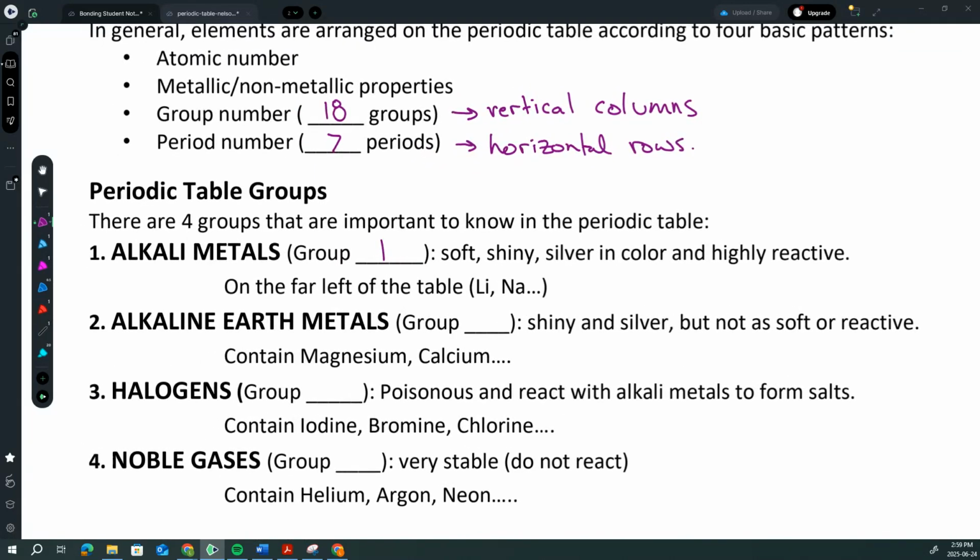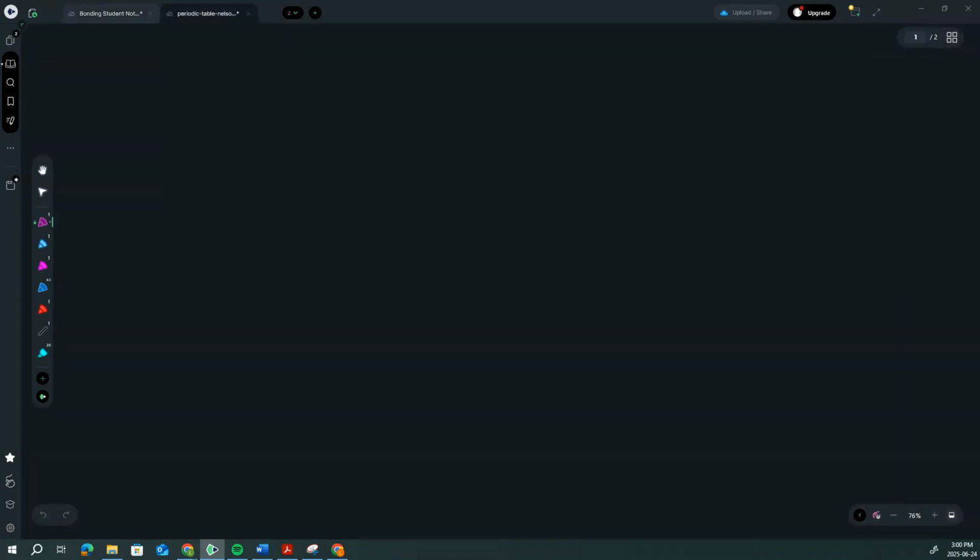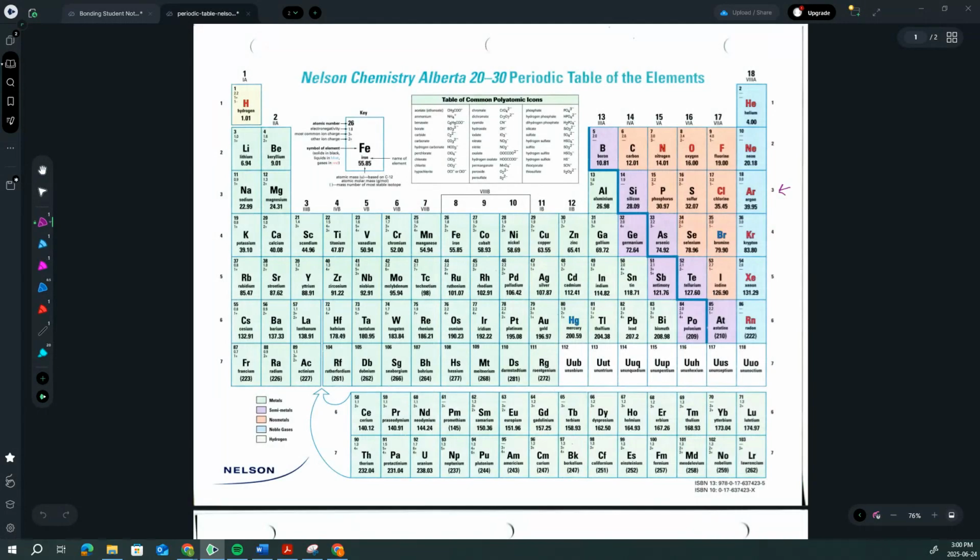So the alkaline earth metals are group 2. They are shiny and silver as well, but not as soft or reactive as group 1. So examples of elements in group 2 are going to be beryllium, magnesium, calcium, strontium, barium, radium.